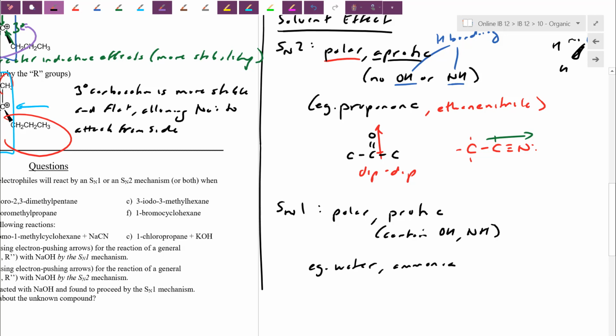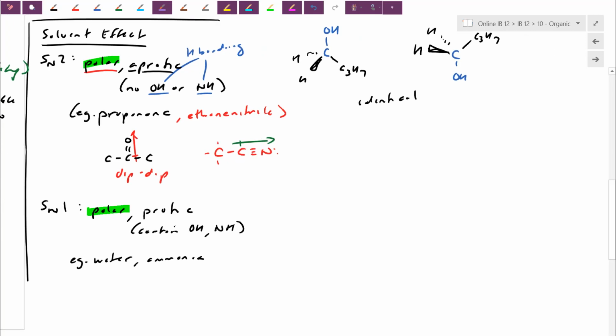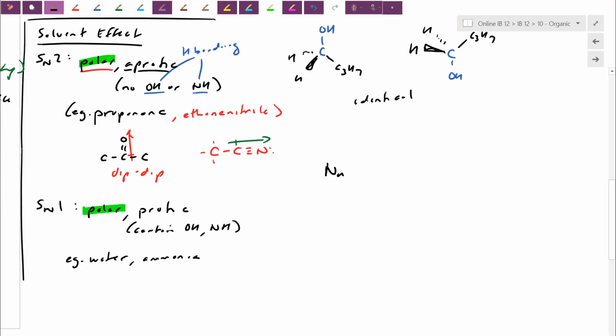Let's just do a quick note here. Well, why is this the case? Why was it that I really didn't want hydrogen bonding for Sn2, but I'm okay with hydrogen bonding for Sn1? What I want to do first is just the similarity. Both of them need polar. Why is that important? If you look at an Sn2 mechanism, you need your nucleophile to attack the carbon.